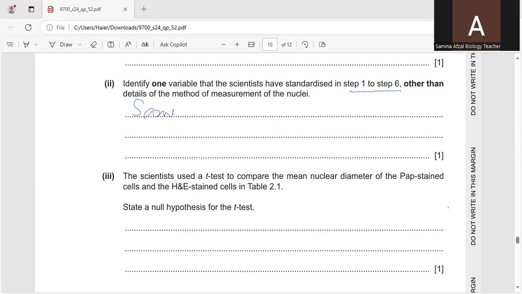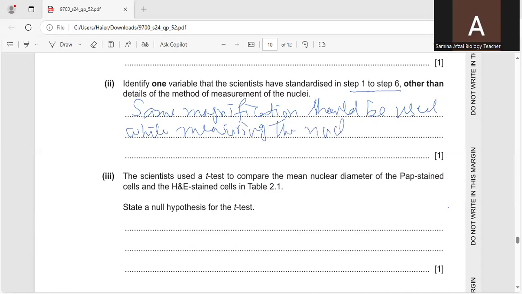Same magnification should be used while measuring these cells. And the same number of nuclei should be used.